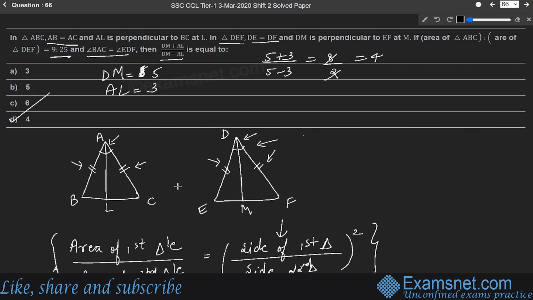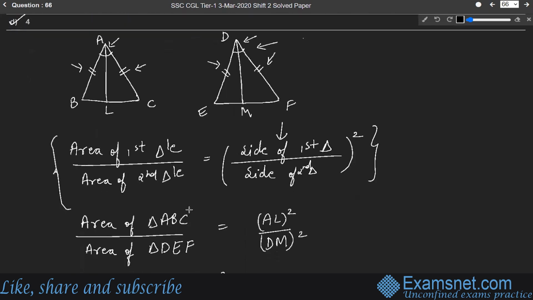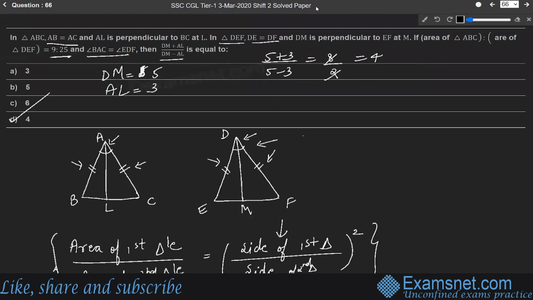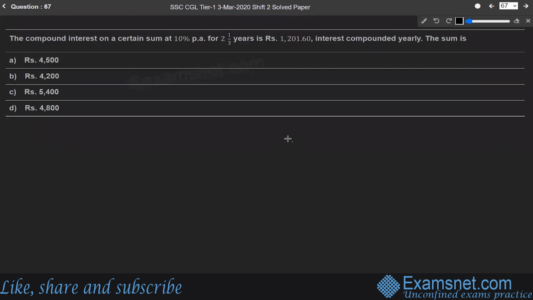In this question, what we have learned is about two similar triangles, how triangles are similar, and what the basic formula is when two triangles are similar. So this is the main point that you have to remember for this question. I hope the question is clear to you. Next question is a very interesting question.